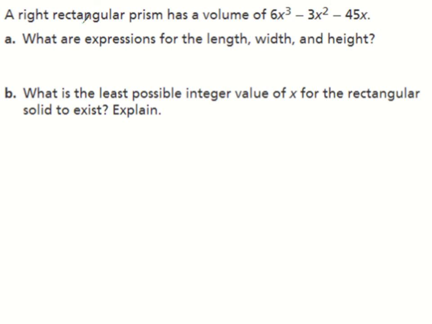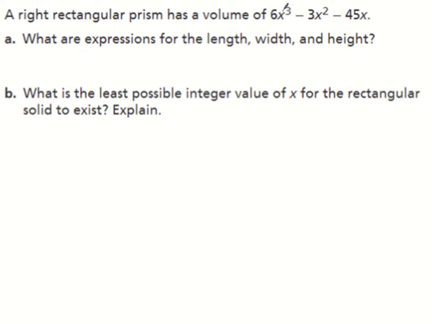Okay, so we have a right rectangular prism. Here's its volume. We want to find the expression for the length, the width, and the height, and then we want to know what is the least possible integer value for x for the rectangular solid to exist. So go ahead, we've done ones like this before, so pause it, try it, and see how you do.